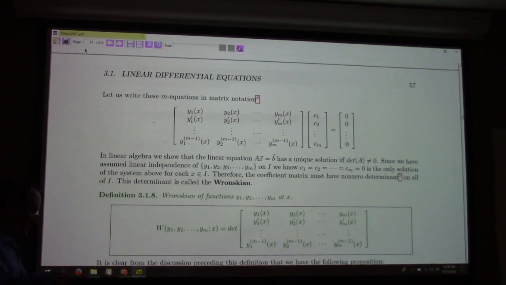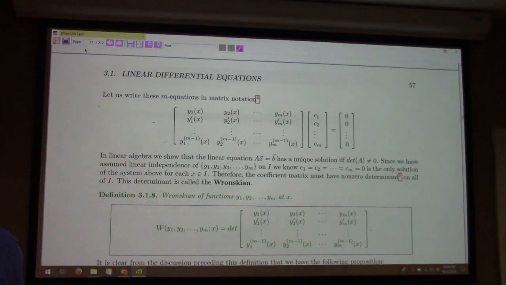Can you hit the other lights for me for just a second? Thanks.